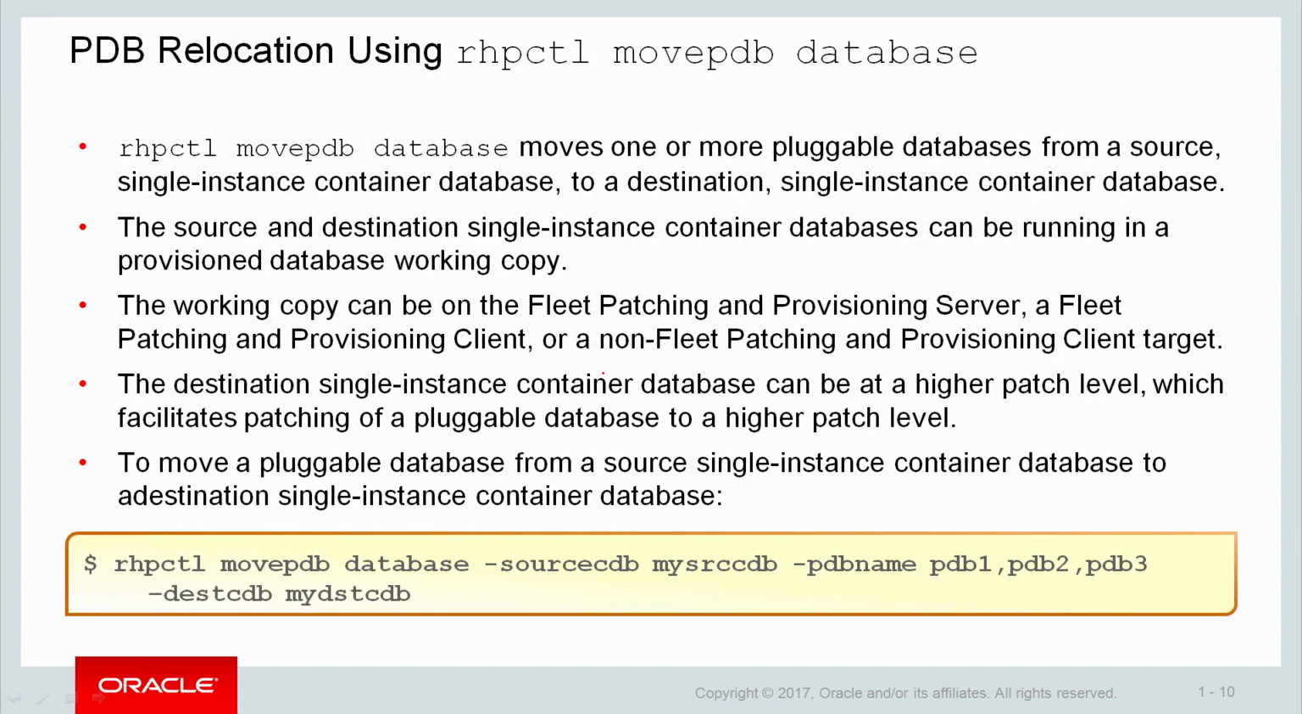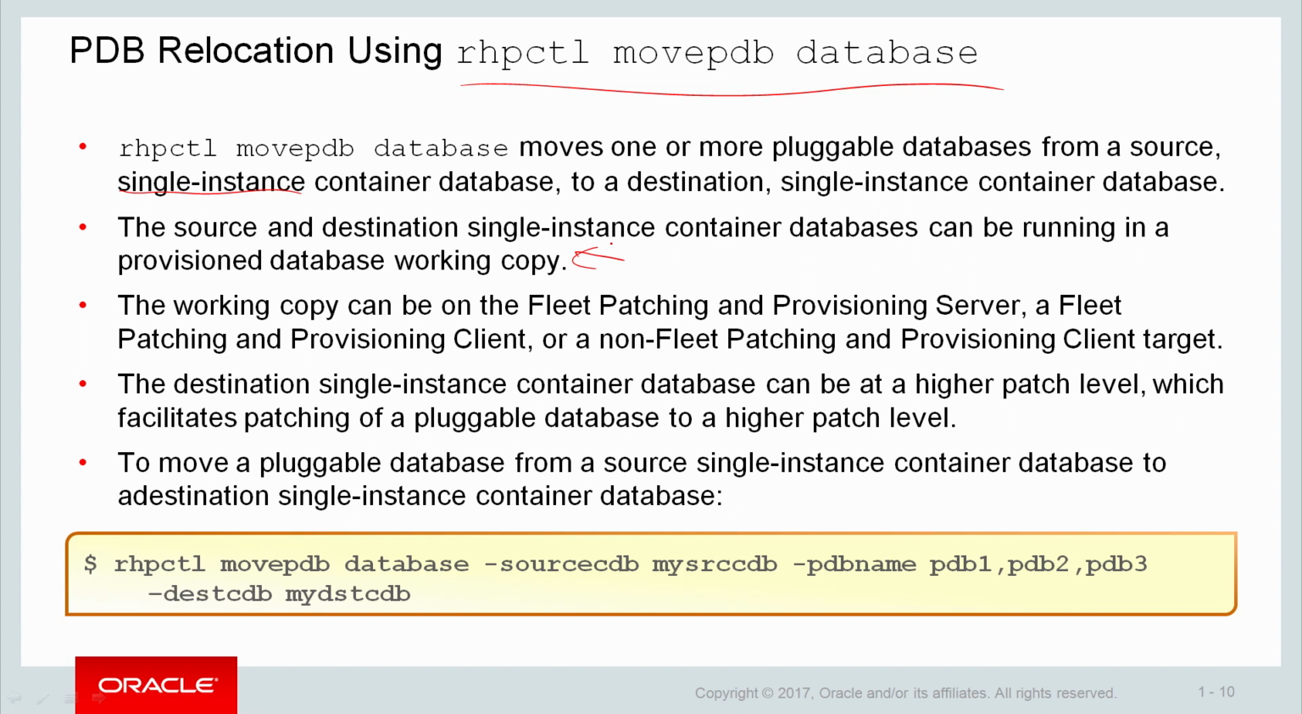So the command to do this will relocate your PDBs, the RHPCTL move PDB database command. It moves one or more pluggable databases from a source single instance container database to a destination single instance container database. So this is not for RAC instances, or RAC databases. The source and destination single instance container databases can be running from a provisioned database working copy. What we mean by working copy, well, this is an Oracle home which has been provisioned or created using RHPCTL.